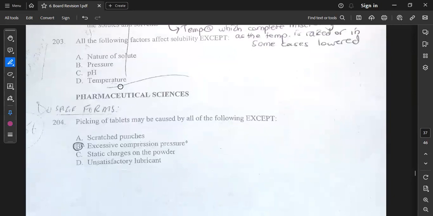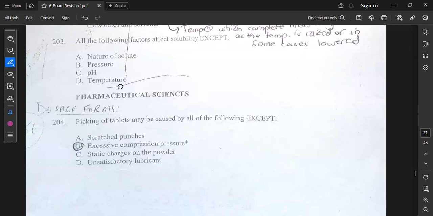Okay, picking of tablets may be caused by all of the following except scratched punches, static charges on the powder, unsatisfactory lubricant, or excessive compression pressure. What is picking? We can just discuss that. I think it's sticking to the punch. When it is punched, then when it goes up, the powder goes with it. Okay, that makes sense.